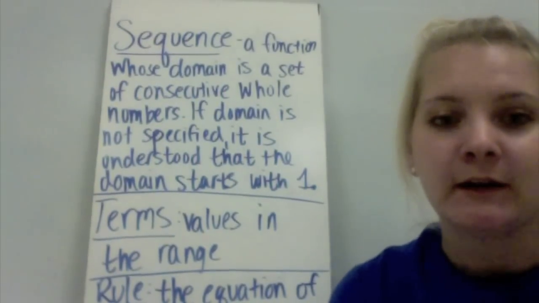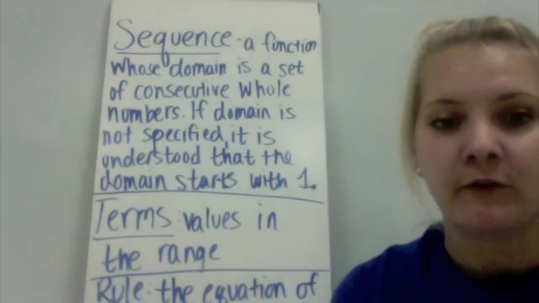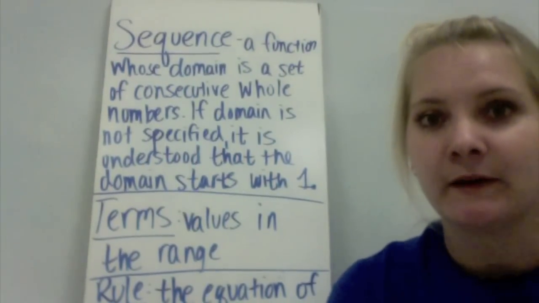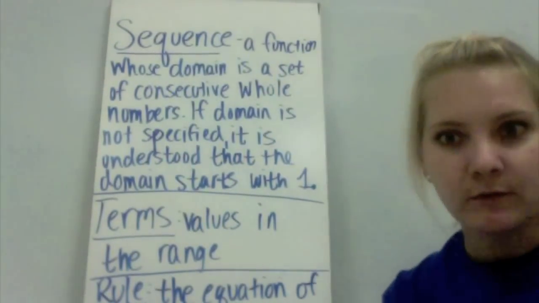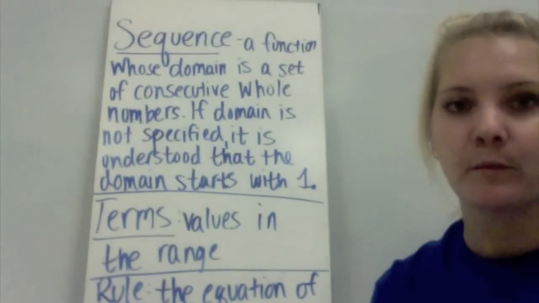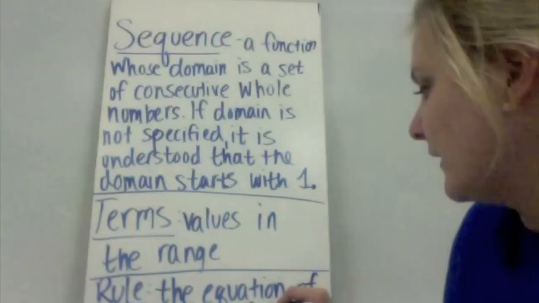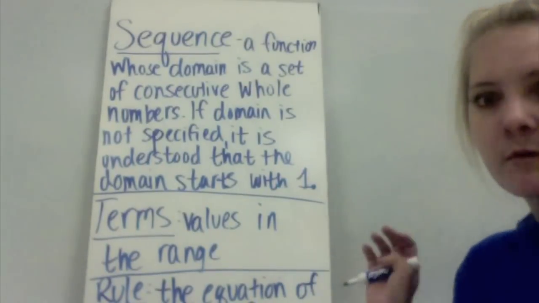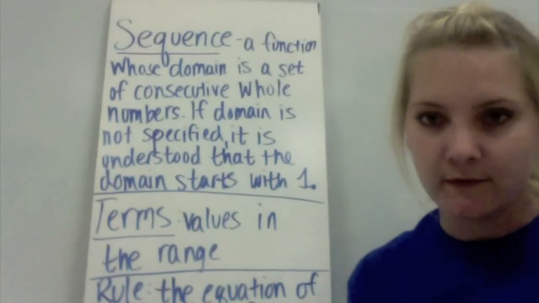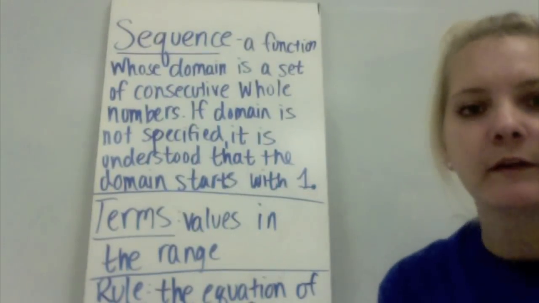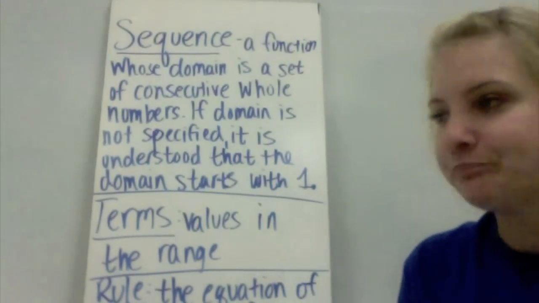And then we'll also be looking at a rule, our next vocab word, which is the equation of a sequence. We looked at equations we typically see in the form y equals. For a sequence, it will be in the form a sub n equals some expression. So that's the rule of a sequence. We won't call it the equation of a sequence, we'll call it the rule of a sequence.